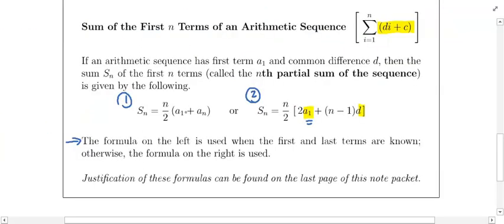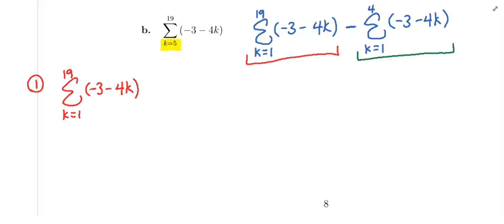We need to figure out if we need to use the first or the second. Okay, it's up to you. We have to figure out a1 regardless. That's needed in both formulas. For this formula, we need the last term. For this formula, we need the d. So it's up to you. Let me go back here.